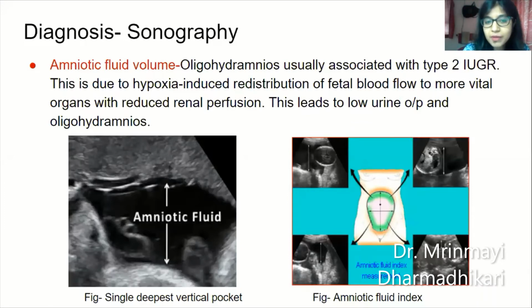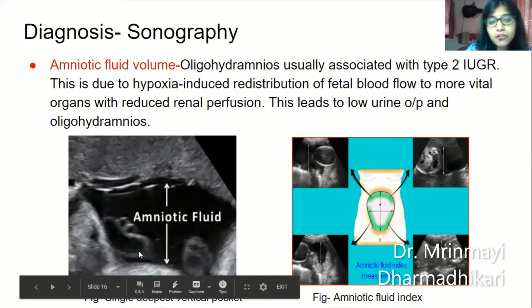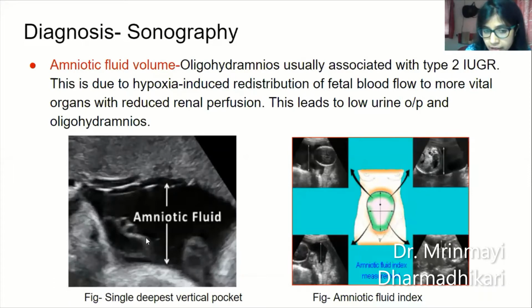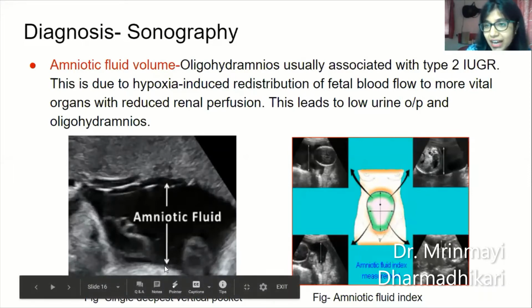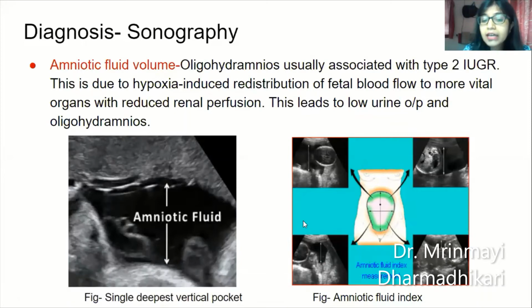So there are two methods of measuring amniotic fluid sonographically. First method, which is the better method, is single deepest vertical pocket. So you measure the single deepest vertical pocket devoid of any fetal parts or cord, and this will give you a single value in centimeters. If this value is less than 2 centimeters, it is considered to be oligohydramnios. More than 8 centimeters, it is considered to be polyhydramnios.